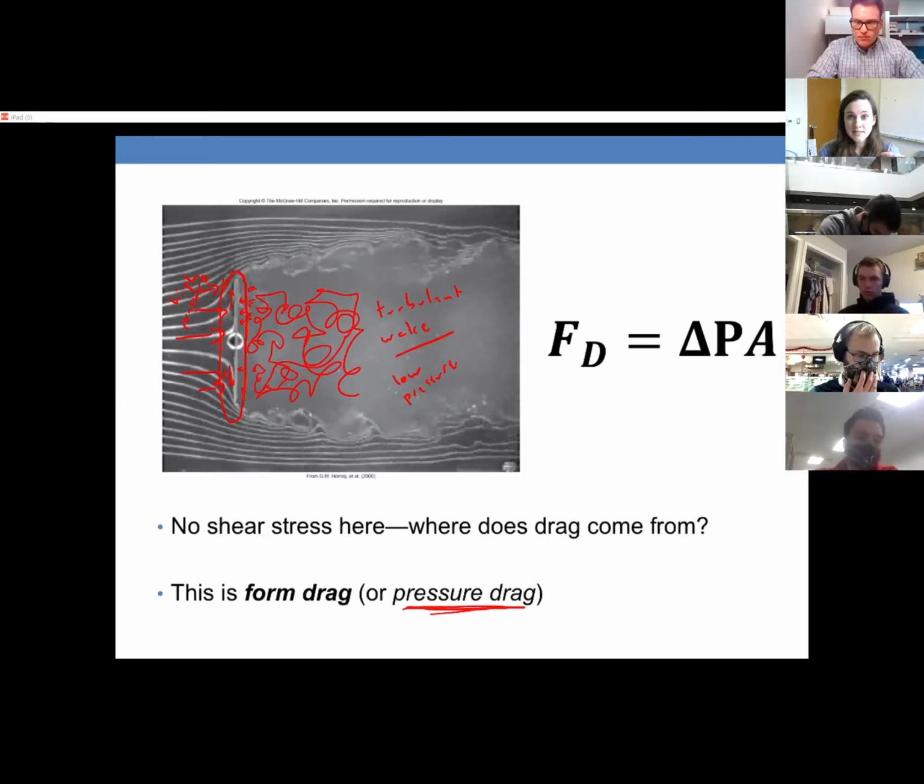That is pressure drag. And then one more quick question as far as just the reasoning for the pressure difference. It makes sense if you think of the directions that it's going, but why is the turbulent area lower pressure? What is the connection between the turbulence and the low pressure?